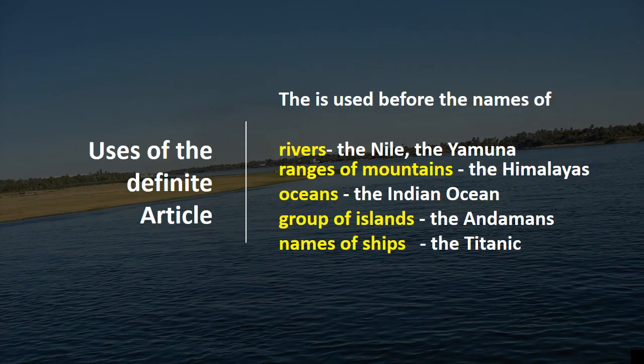Students, the is also used before the names of rivers. For example, the Nile, the Yamuna. Ranges of mountains. For example, the Himalayas. Names of oceans. For example, the Indian Ocean, the Pacific Ocean. Before group of islands. For example, the Andamans. It is also used before the names of ships. For example, the Titanic, the Samrat, and so on.